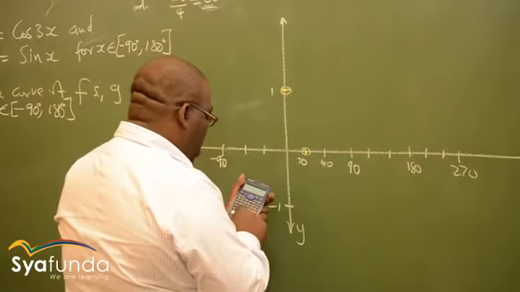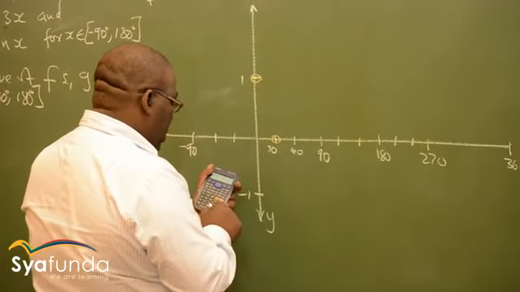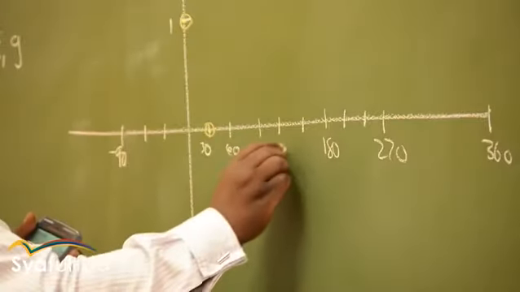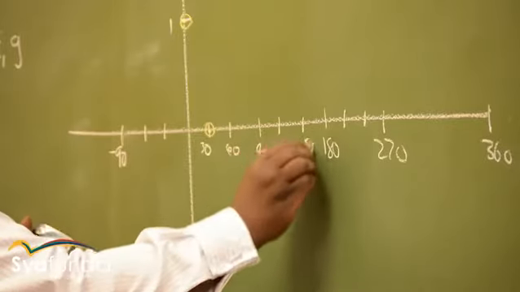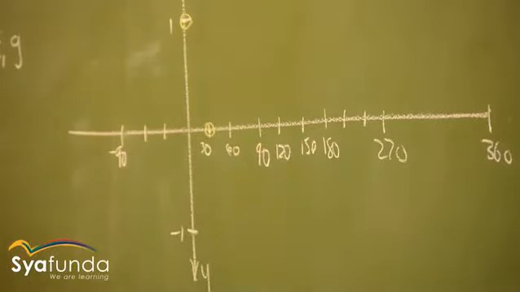90 plus 30. It should give me 120, yes? 120. 120 plus 30, it's 150, and so on and so forth. I don't need anything beyond that.